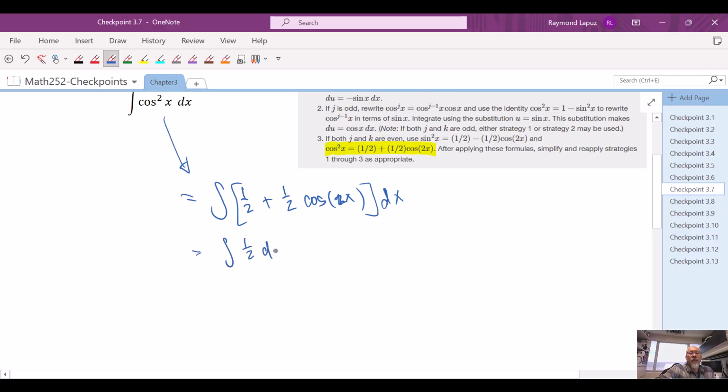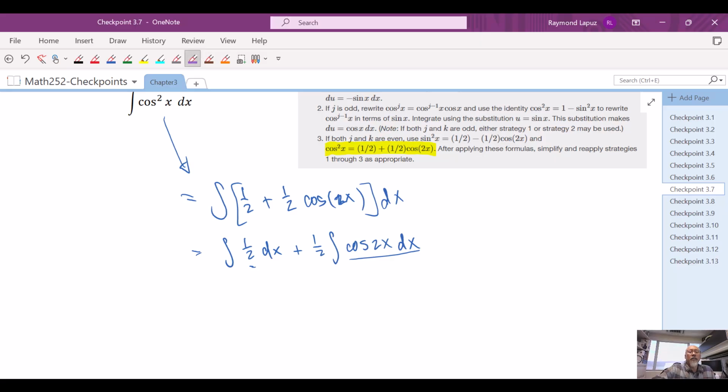I would usually skip this step, but I want to focus on this one where we can take the 1/2 out. I guess we could have taken the 1/2 out for the first integral as well. So our line will be the integral of 1/2 dx plus 1/2 times the integral of cosine 2x dx, because this second integral will require a simple u substitution.